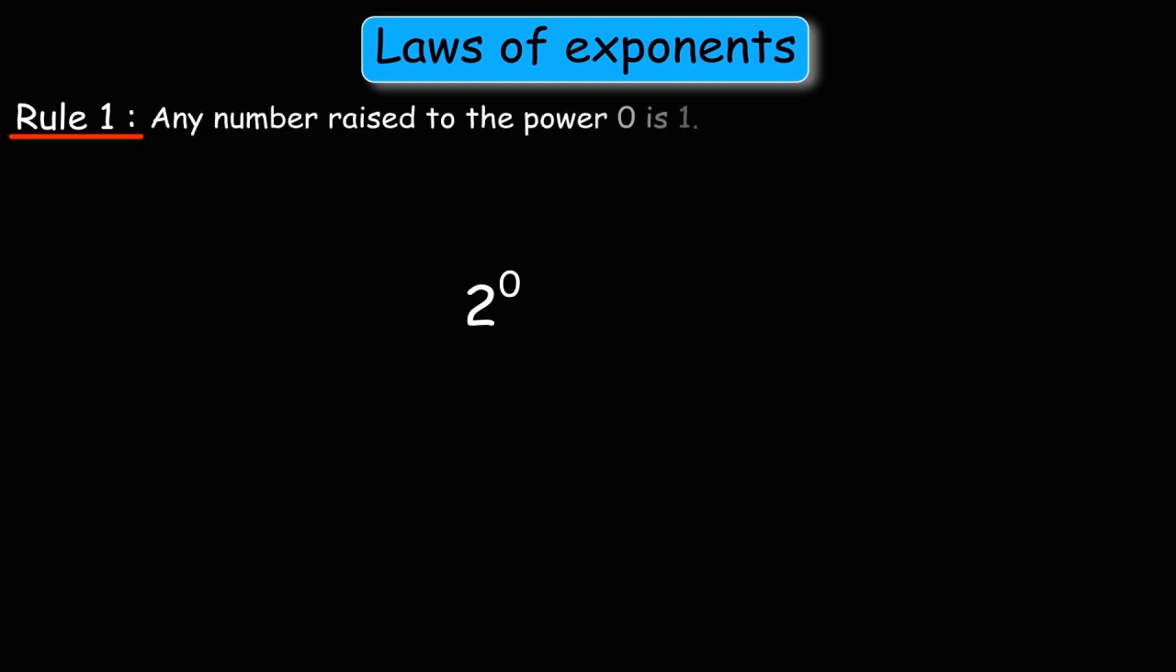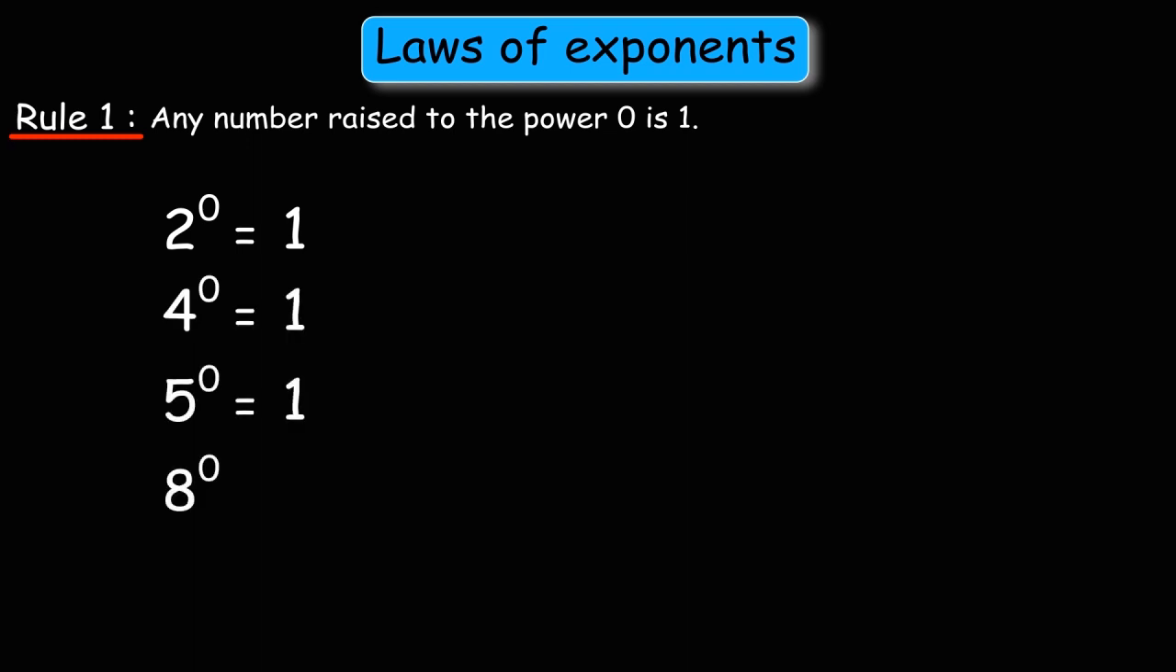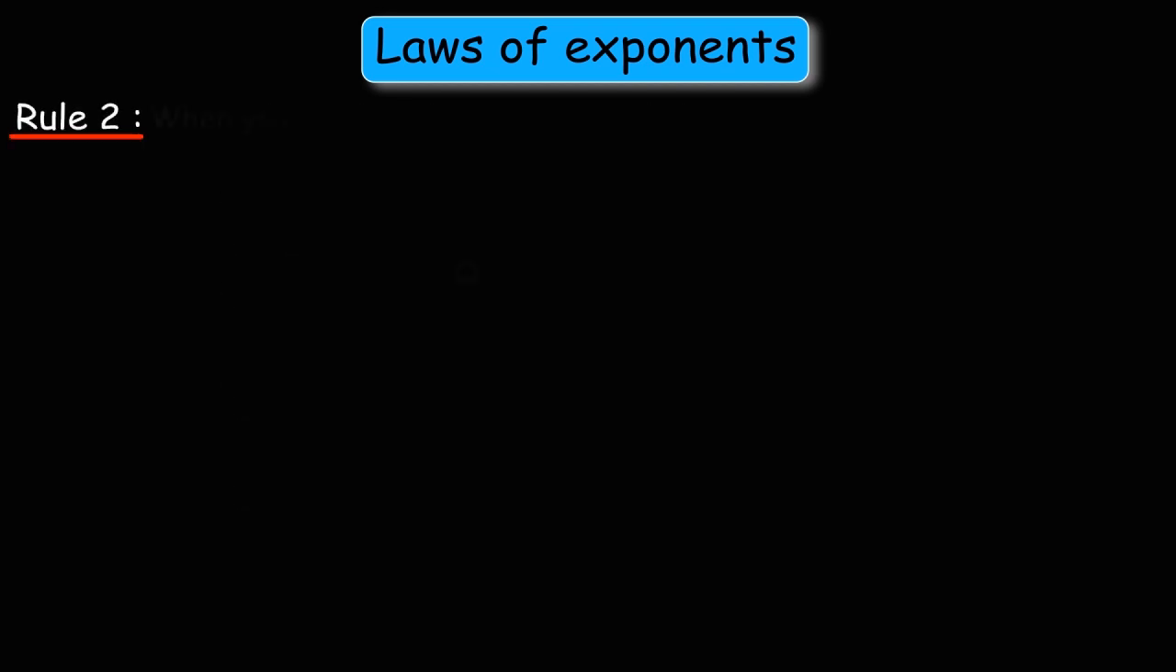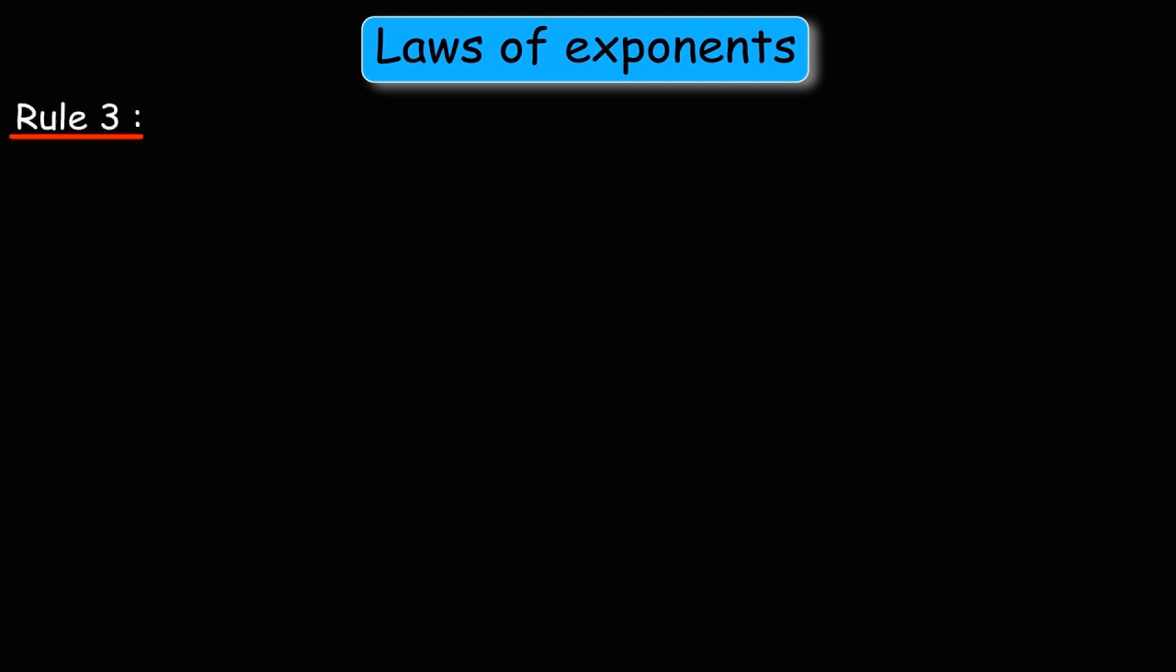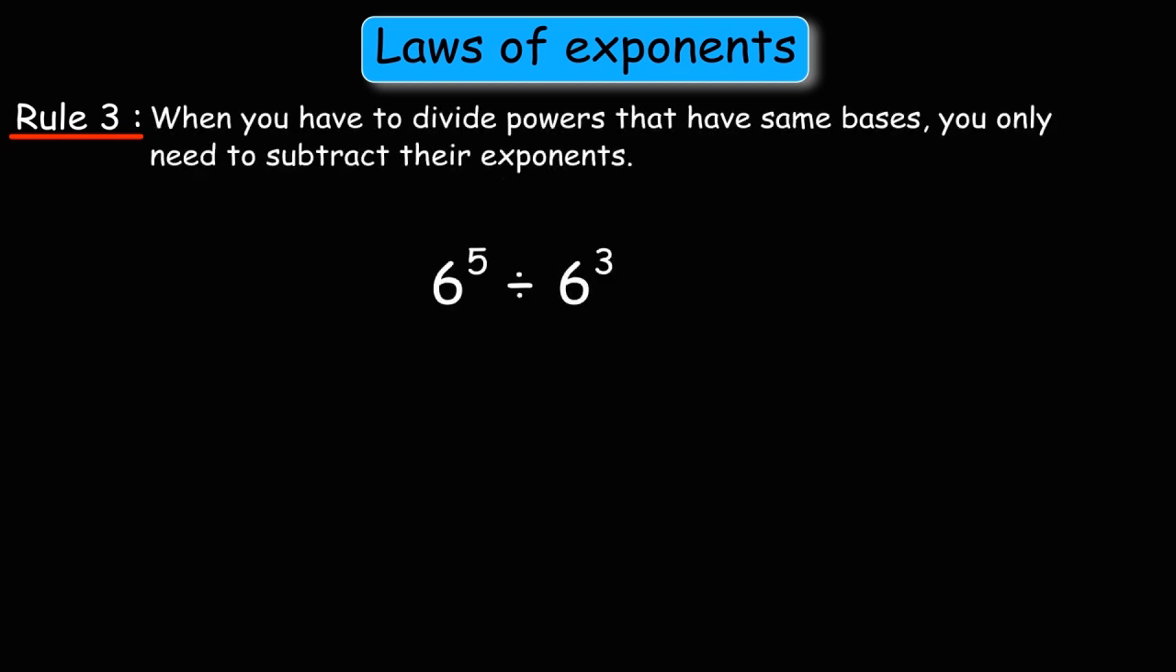Any number raised to the power of 0 is 1. 4 to the power of 0 is 1, 5 to the power of 0 is 1, 8 to the power of 0 is 1. So in general, any number to the power of 0 is 1. The next thing we learned was when you have to multiply powers that have the same bases, you only need to add their exponents. And the next rule we learned was when you have to divide powers, that is, when they have the same bases, you only need to subtract their exponents.